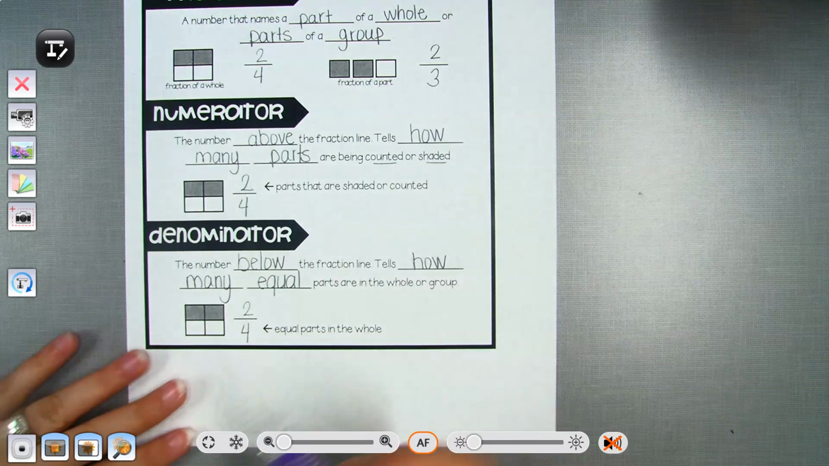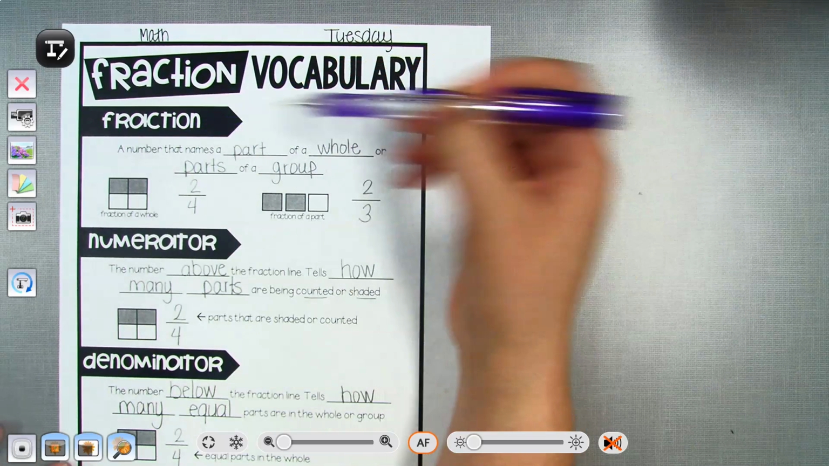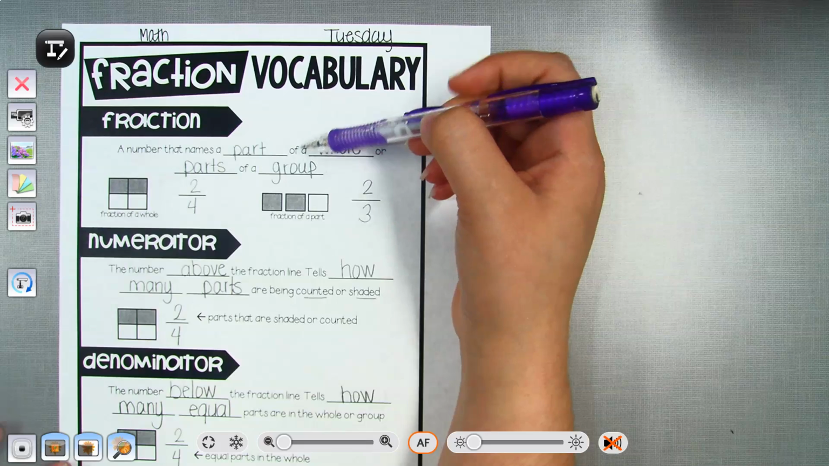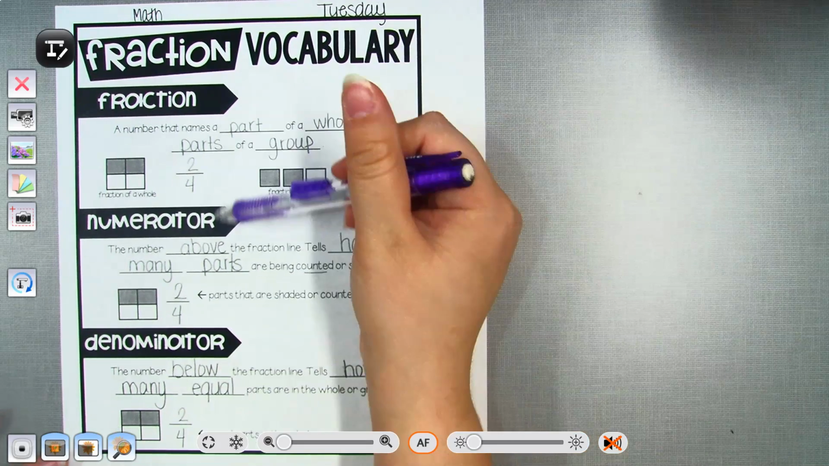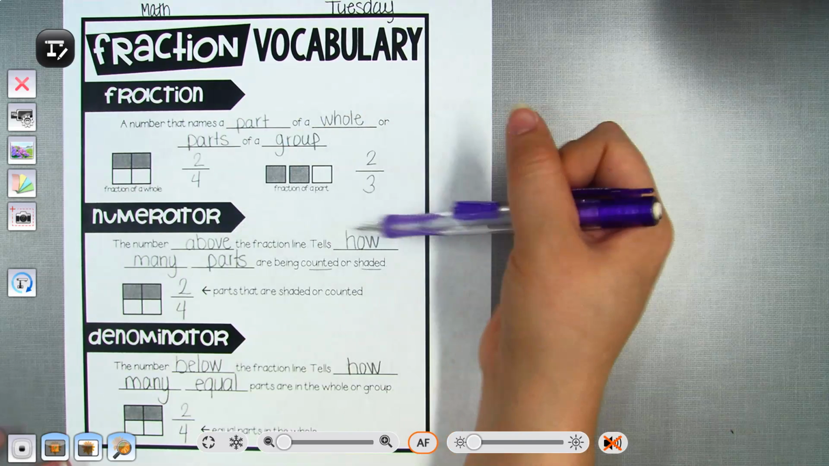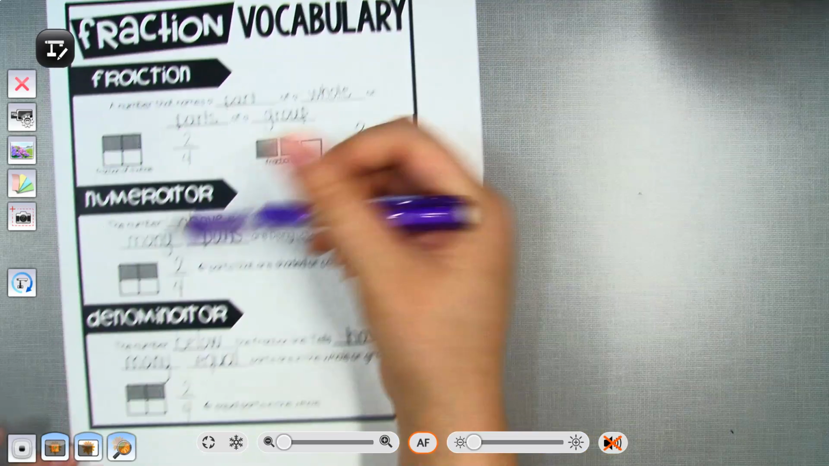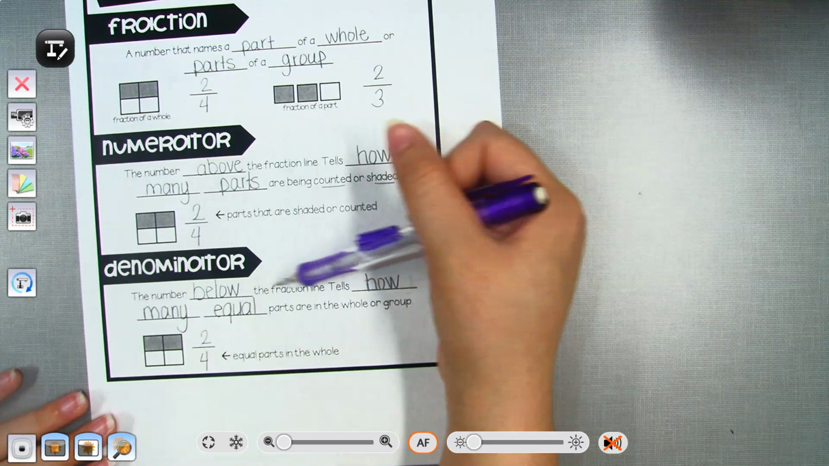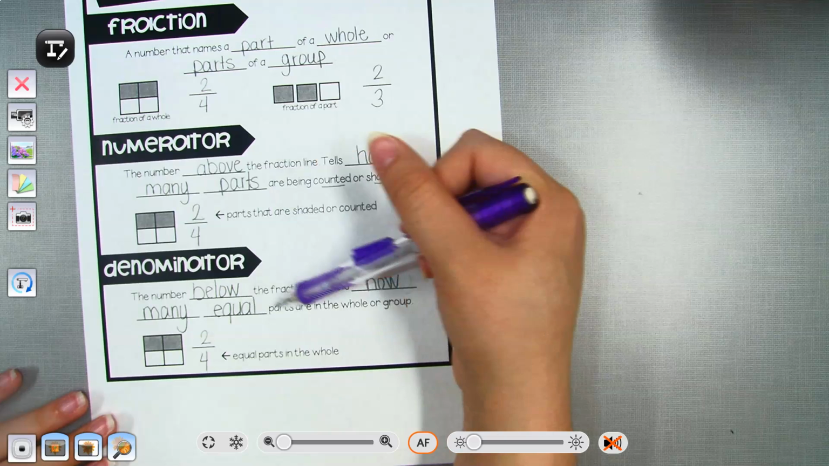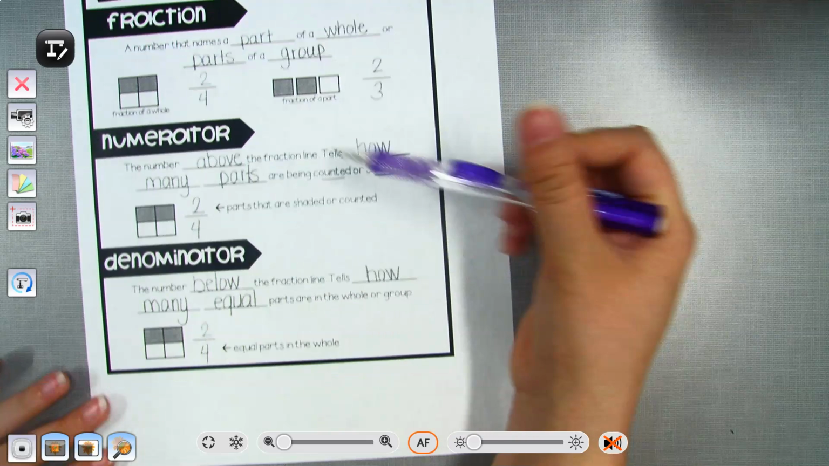Okay, so let's go over this. Fraction: a number that means a part of a whole or parts of a group. Numerator: the number above the fraction line tells how many parts are counted or shaded. Denominator: the number below the fraction line tells how many equal parts are in the whole or group.